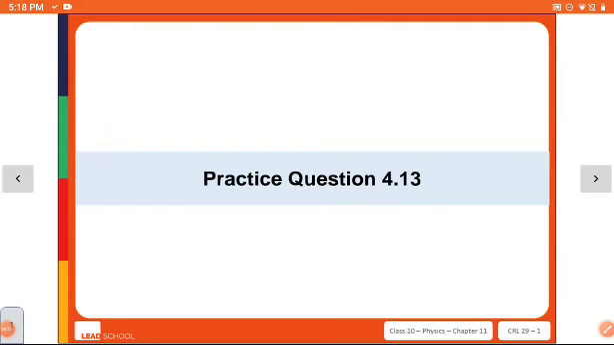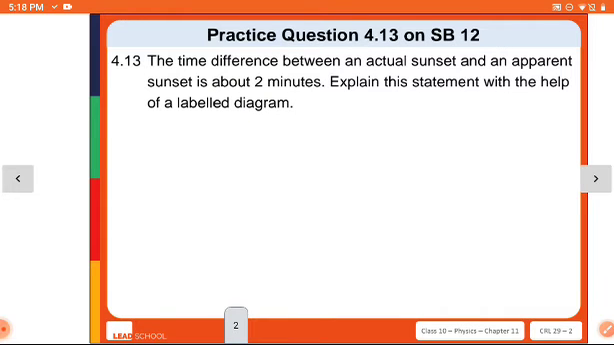Students, after that topic we are going toward practice question 4.13. So open your supplementary book, page number SB 12. Question number 4.13: The time difference between an actual sunset and apparent sunset is about 2 minutes. Explain this statement with the help of a labelled diagram.